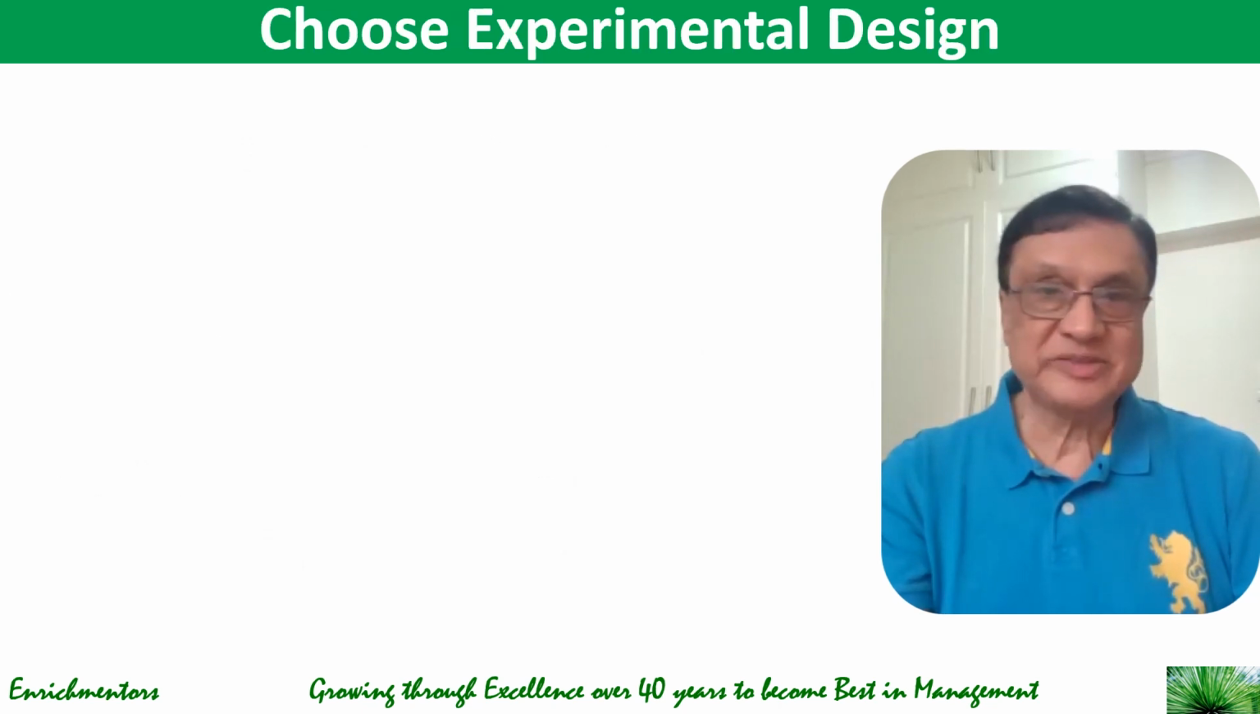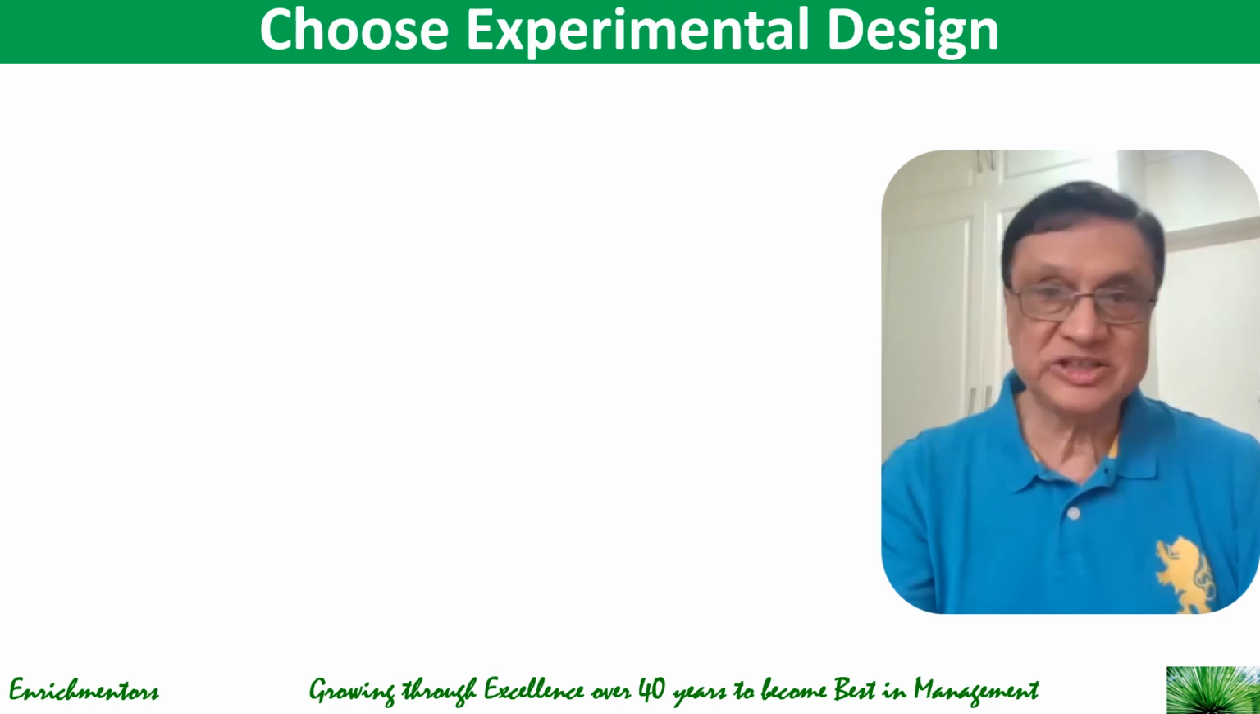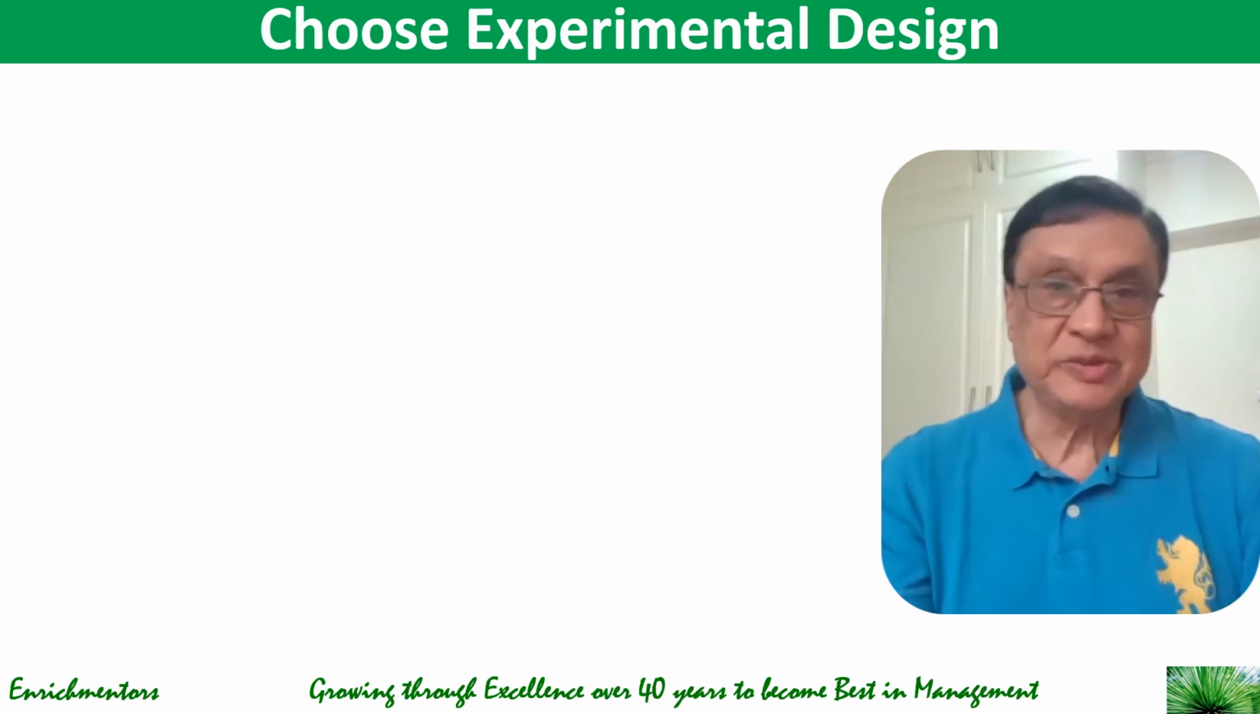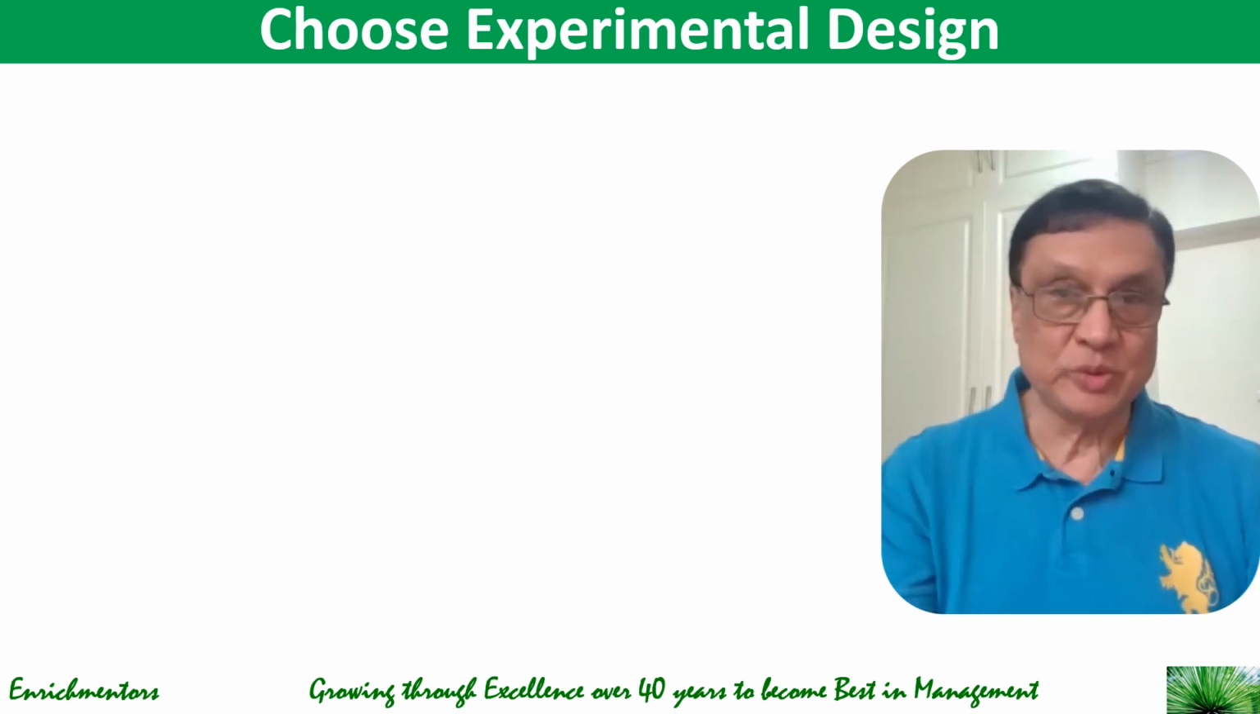Then you choose an experiment design. Select the appropriate experimental design based on your goals, and that requires you to choose between two options: randomized control trial and quasi-experimental design. Between the two, you could choose what is appropriate for you.